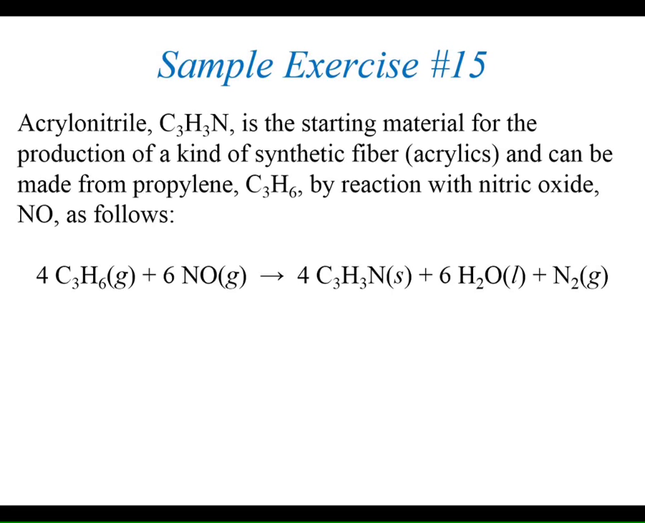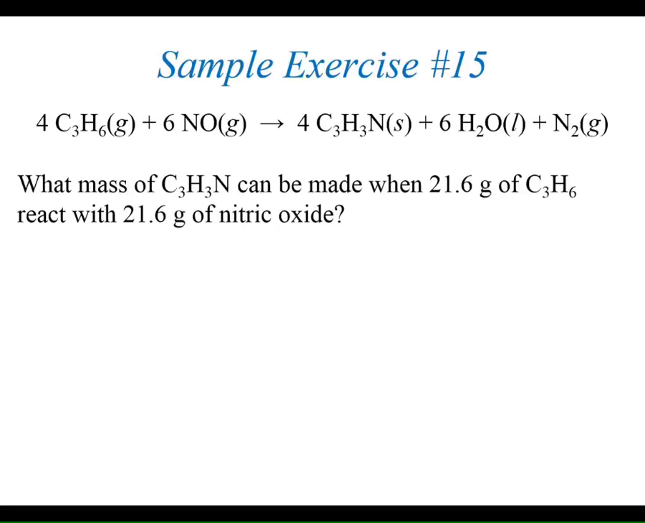Okay, do I have another one here? I do. Acrylonitrile, C3H3N, is the starting material to make acrylics. It's an artificial fabric, like an acrylic sweater or something in your house. It can be made from propylene by reaction with nitrogen monoxide, or the old school name, nitric oxide, like this. So here's the reaction. What mass of this could I make? Let me start writing here.